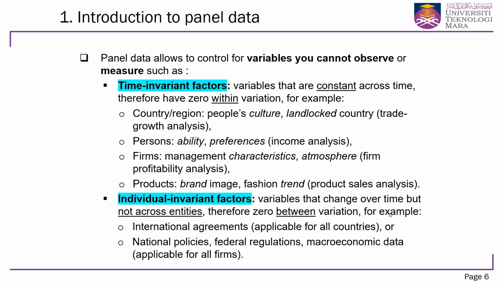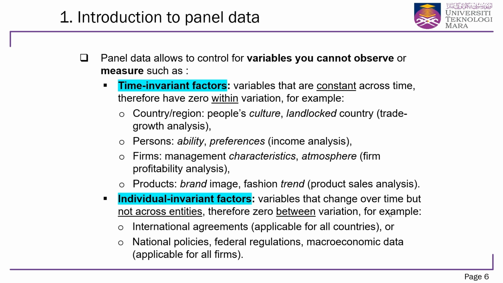They are constant across time, so we call them time invariant factors. The other possible factor that might exist is individual invariant factors. It means that it may change over time, but they are constant across entities. So we have zero between variation, meaning that when we compare between the countries, there is no variation whatsoever.